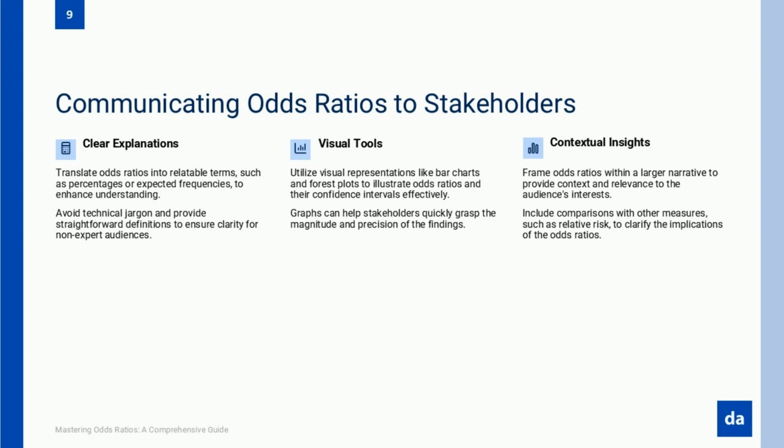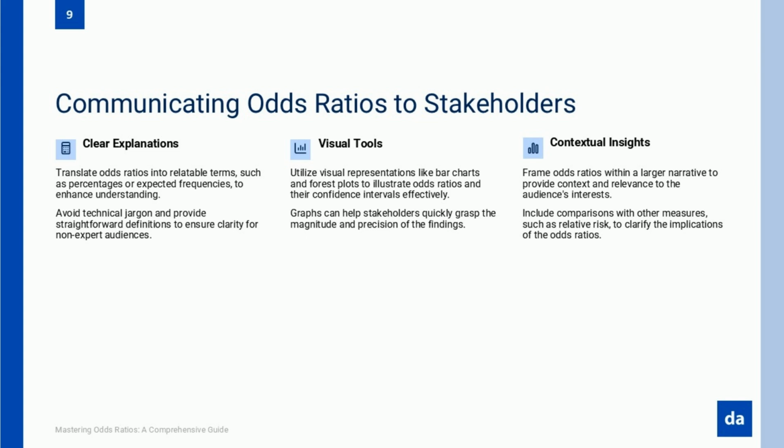Another potential pitfall is the temptation to oversimplify complex statistical concepts. While it's important to make the information accessible, oversimplification can lead to misinterpretation or loss of important nuances. Strive for a balance between clarity and accuracy, ensuring that your simplified explanations still capture the essence of the statistical findings.